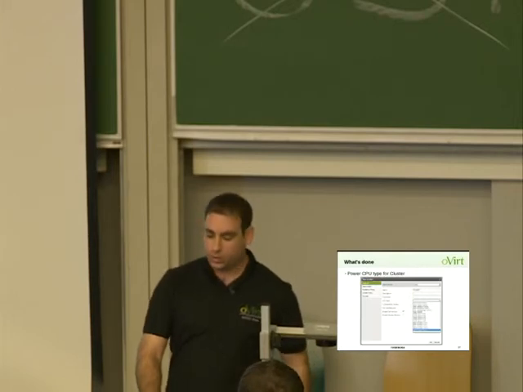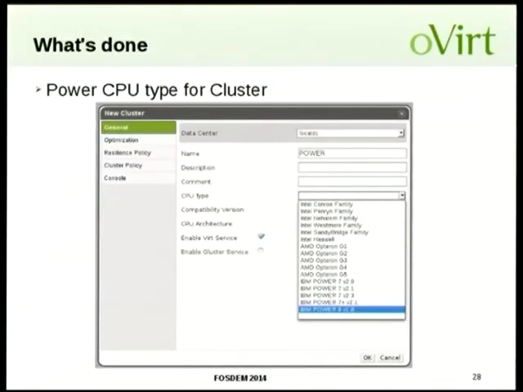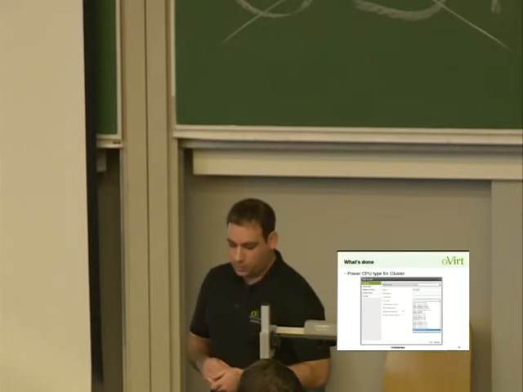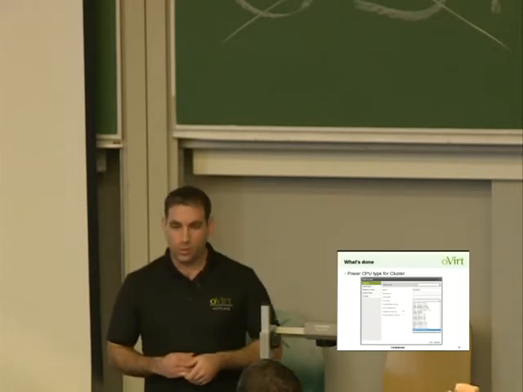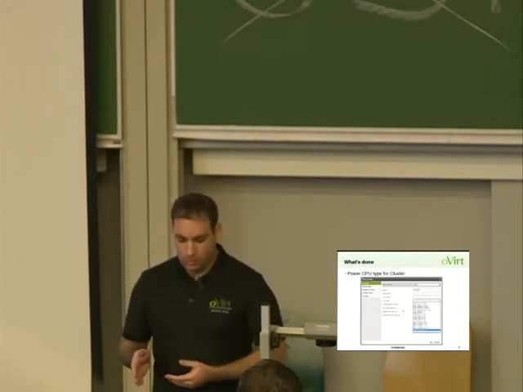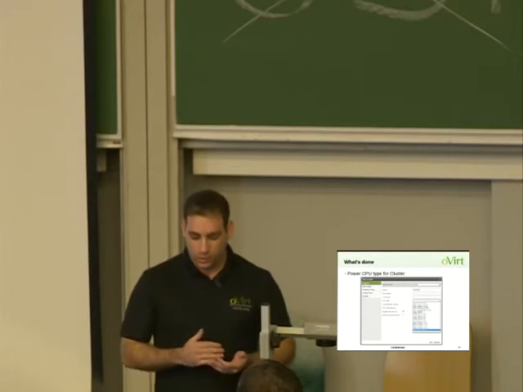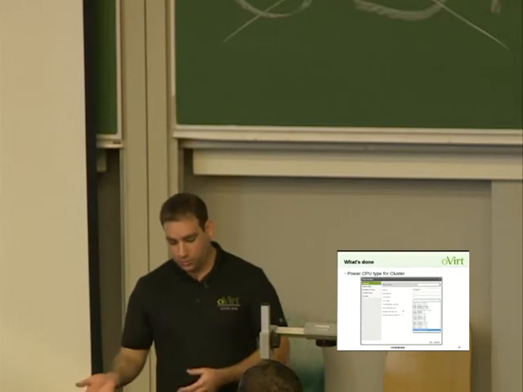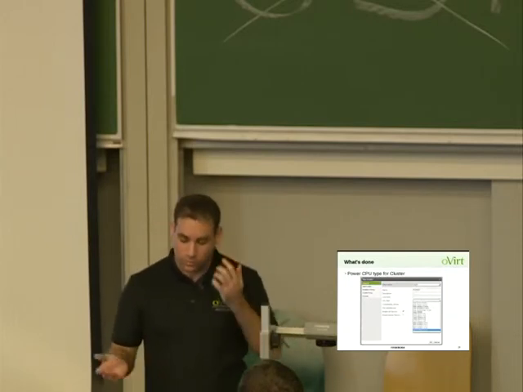So here is a little bit of how it looks. I hope you can see it okay. This is the new cluster dialog, and you can see that below we added the new supported CPUs. It's all a family of IBM Power, and once the user selects the specific CPU, the architecture is set from this CPU. Every CPU has an architecture, so it's automatic.